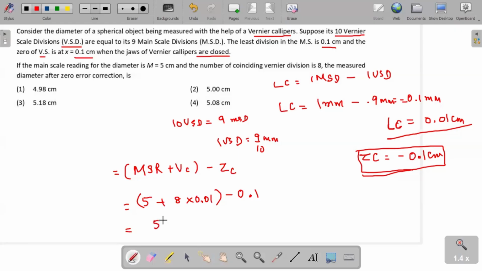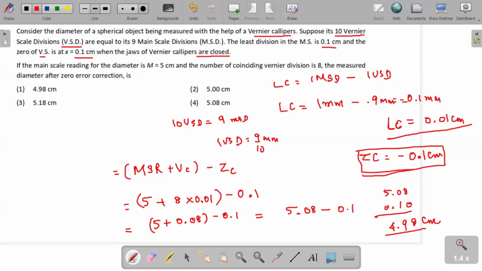So 5 plus 0.08 minus 0.1. That is 5.08 minus 0.1. Here the answer is 4.98 centimeter.